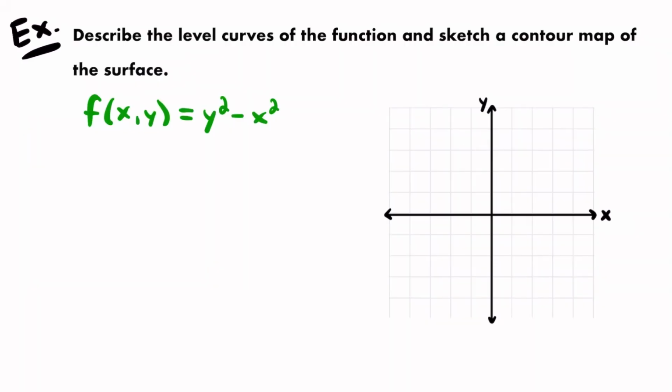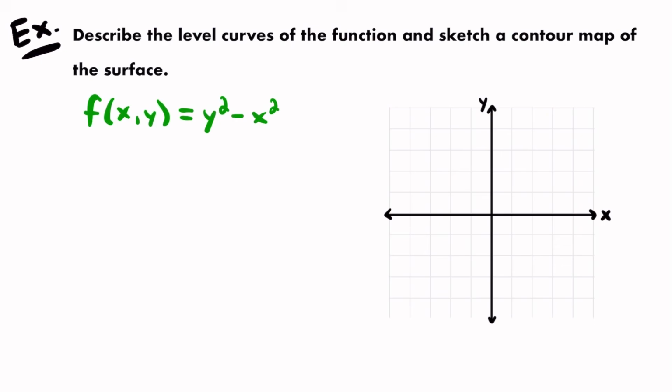Okay, so for this example, we want to describe the level curves of the function and sketch a contour map of the surface. All right, and we have our xy plane here already to help us sketch the contour map. So if you're following along, be sure to draw yourself an xy plane as well. But our function here is f of x y is equal to y squared minus x squared.